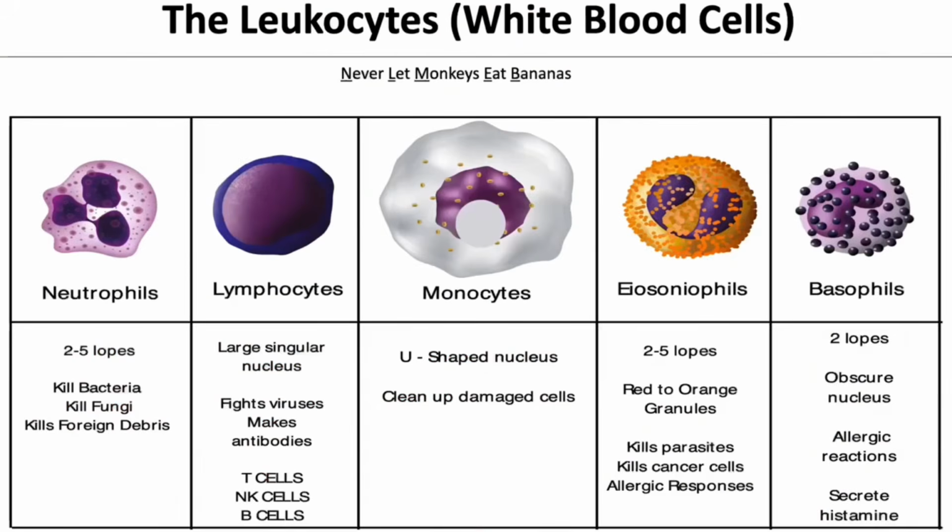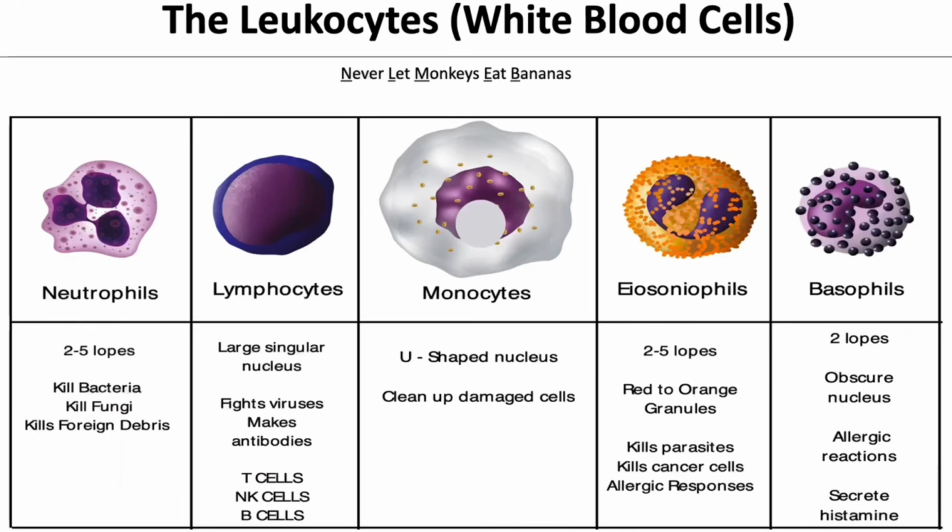The leukocytes, they consist of the neutrophils, lymphocytes, monocytes, eosinophils, and basophils. The neutrophils contain 2 to 5 lobes. They kill bacteria, they kill fungi, and kill foreign debris. Now, our lymphocytes have a large singular nucleus. They fight against viruses and make antibodies. Now, they're associated with T cells, NK natural killer cells, and B cells.